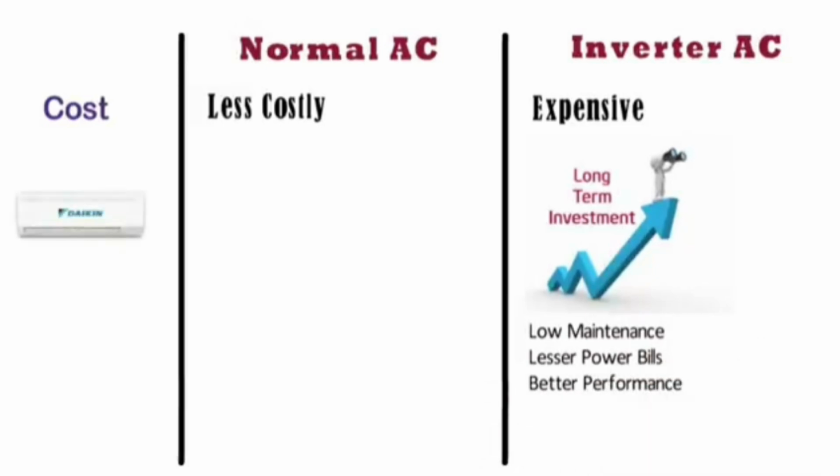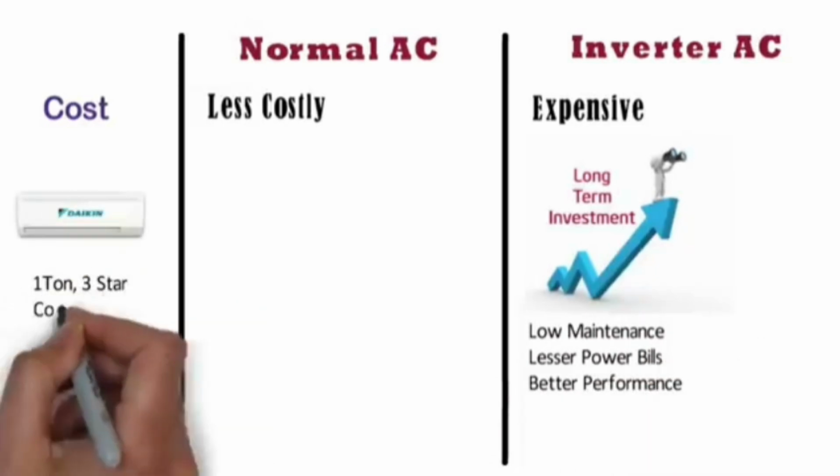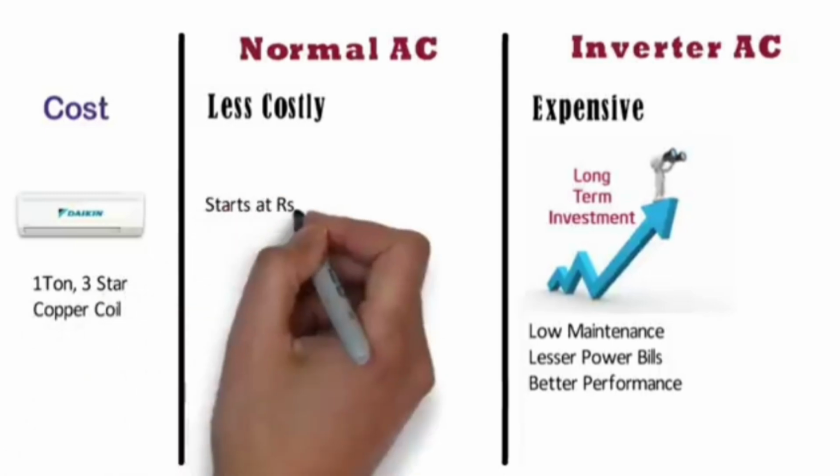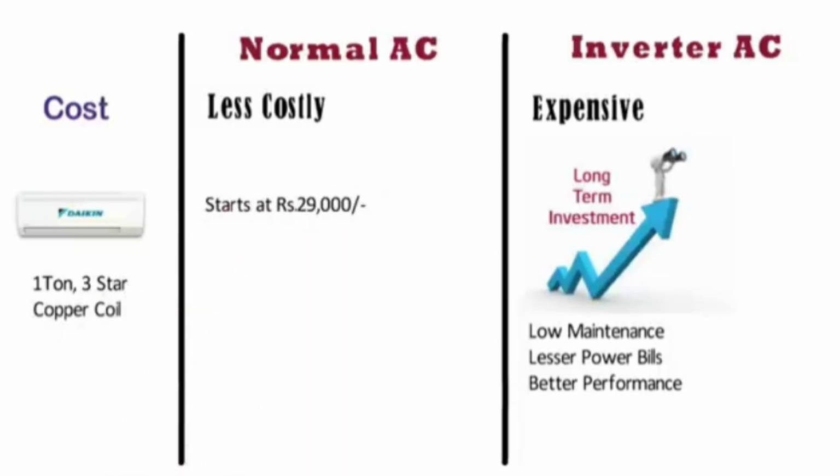Let us take an example of the Daikin brand. The price of a normal 1-ton 3-star rated copper coil AC starts from 29,000 rupees, whereas for the same specifications, the inverter series starts from 32,000 rupees.